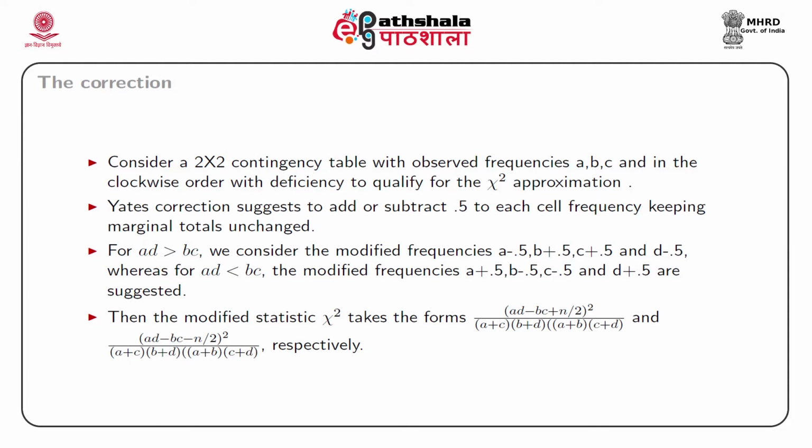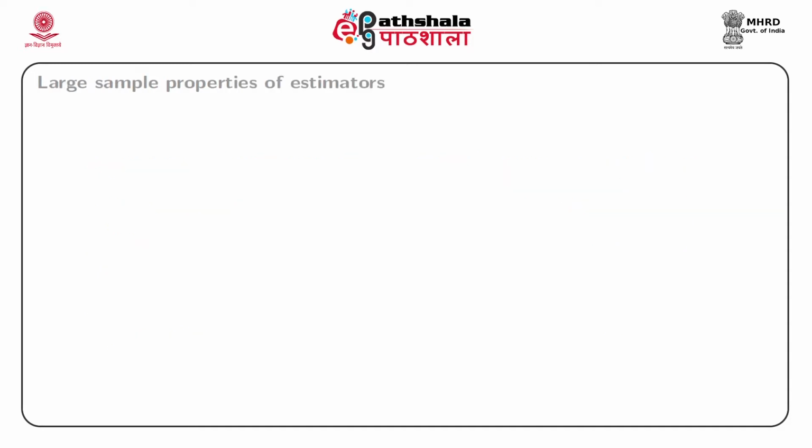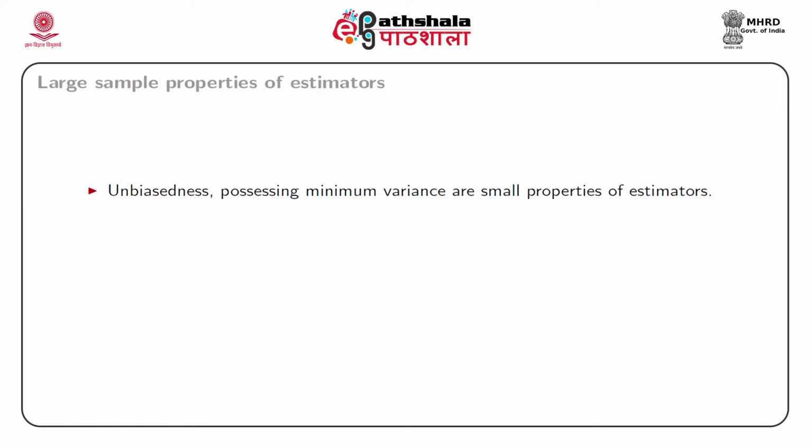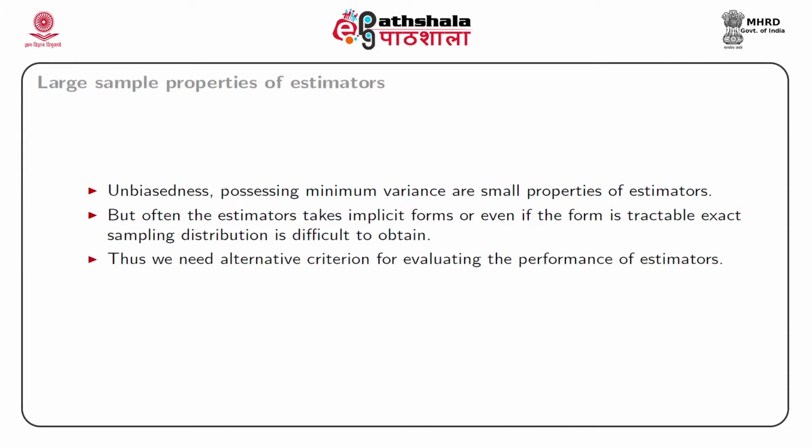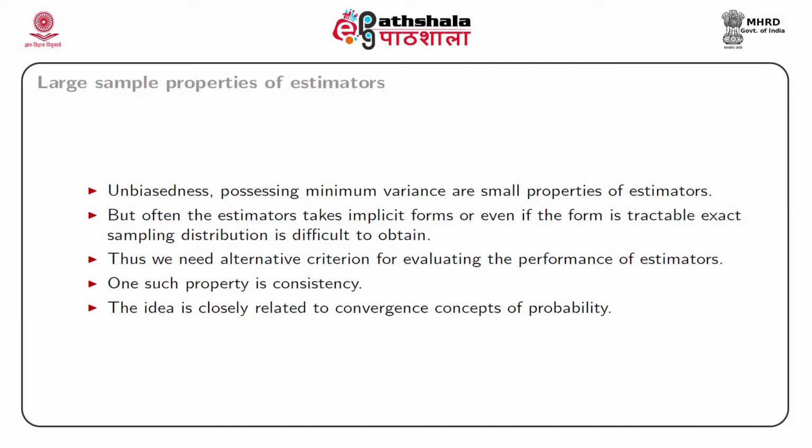Next we pass on to our next topic, which is large sample properties of estimators. Unbiasedness and possessing minimum variance are small sample properties of estimators, but often the estimators take implicit forms, or even if the form is tractable, the exact sampling distribution is difficult to obtain. Thus, we need alternative criteria for evaluating the performance of estimators. One such property is consistency. The idea is closely related to convergence concepts of probability.